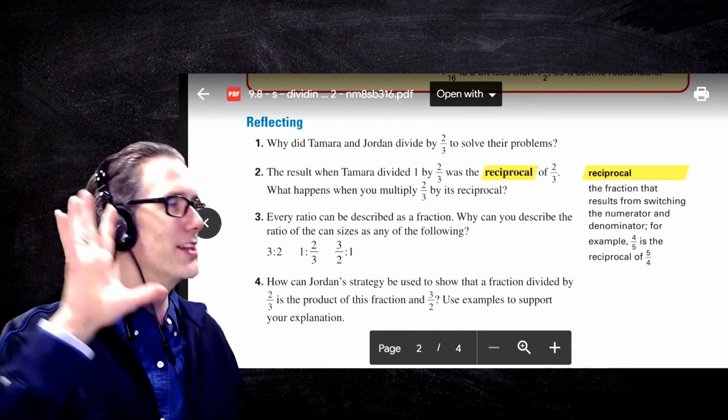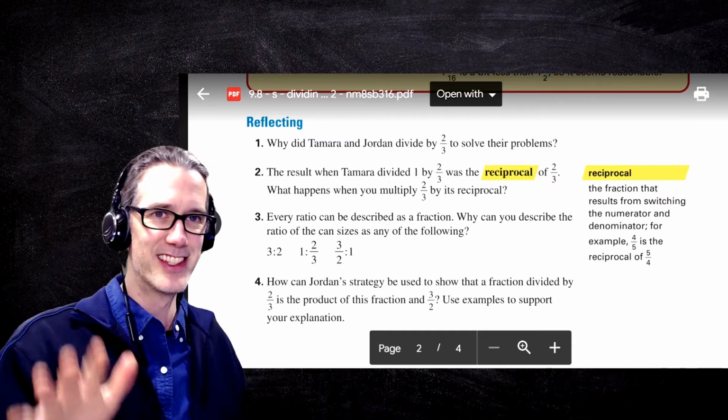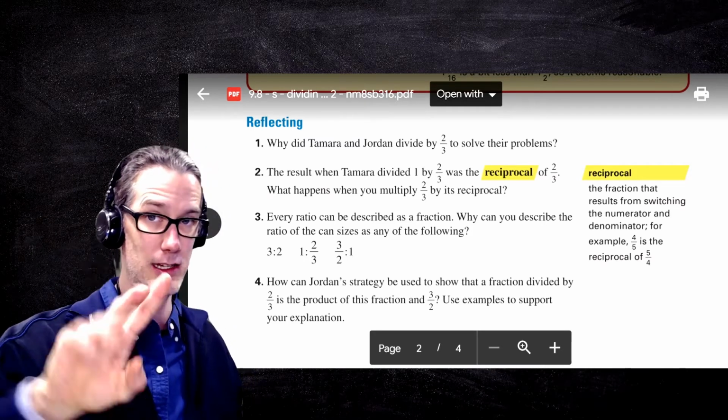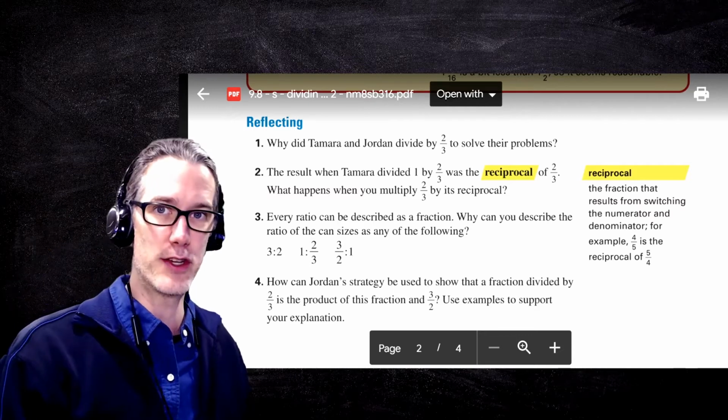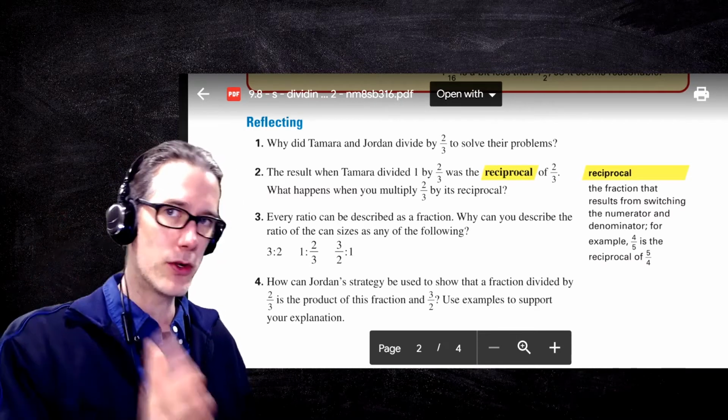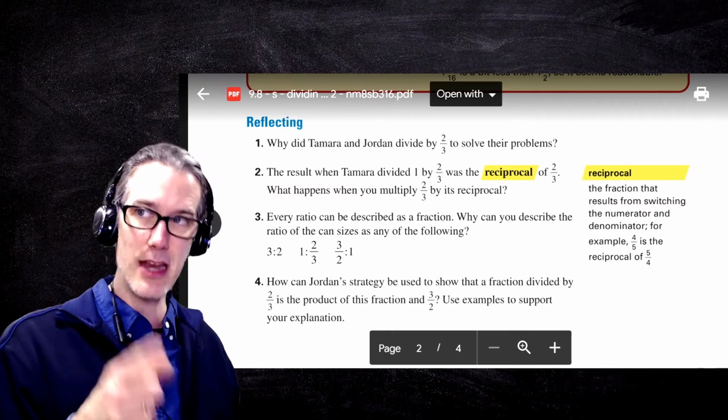Okay? So that's the idea. That's how this works. You switch the second fraction in a division question. You flip it upside down, and then you make it a multiplication instead of division.